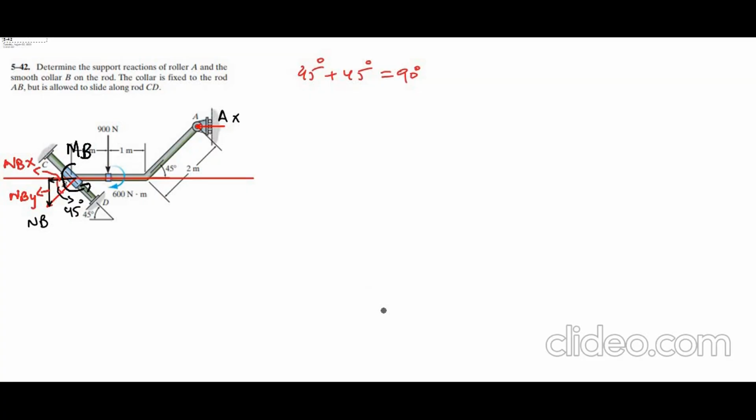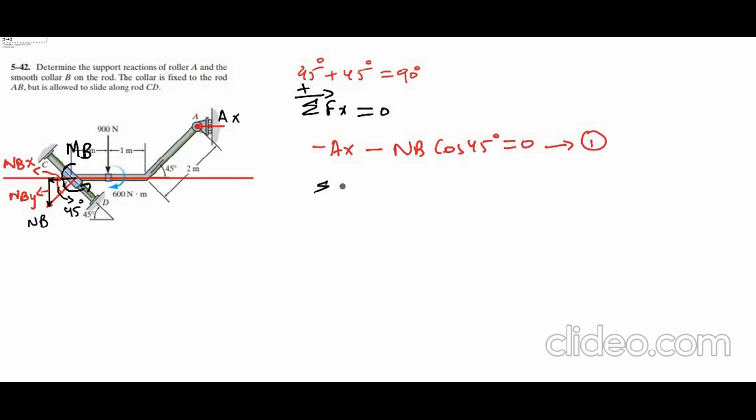Now we have to use the equations of equilibrium. Our first equation is the sum of the forces in the x direction equals 0. I am considering the right-hand side as positive. So we have negative AX, negative NBX. I can write this NBX as NB cos 45 degrees, equals to 0. Let's call this equation 1.